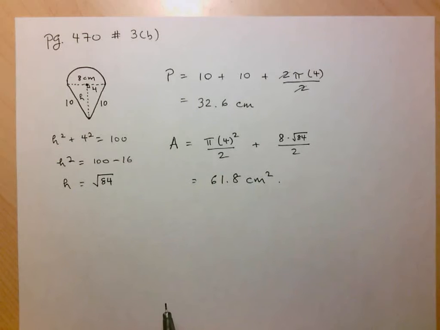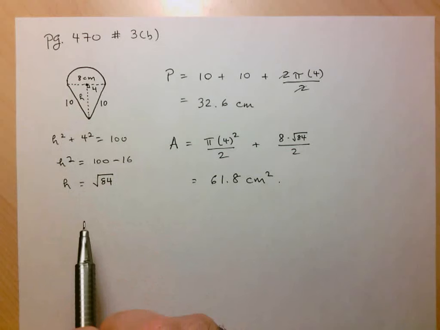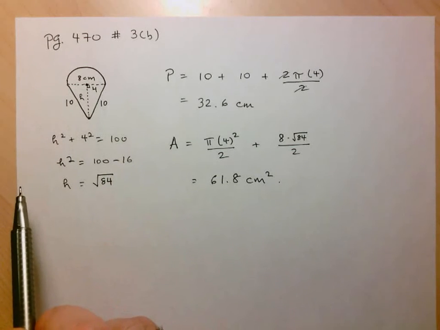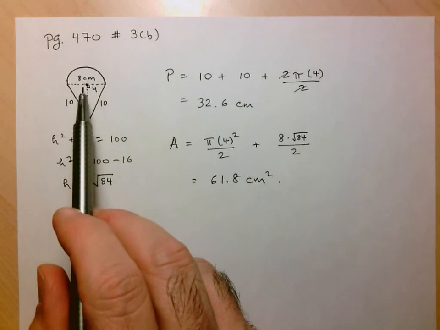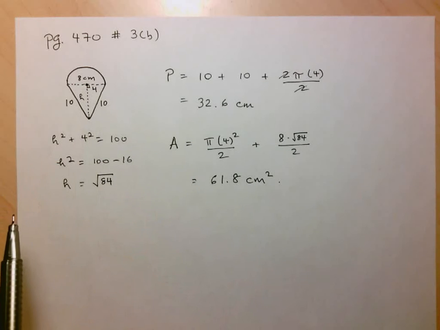So a couple of things here. First of all, make sure you have all the required dimensions. Make sure when they give you the diameter of a circle and you need the radius, that you divide by 2. Make sure you're using the correct height. In this case, we didn't have the height of the triangle. We needed to calculate it.